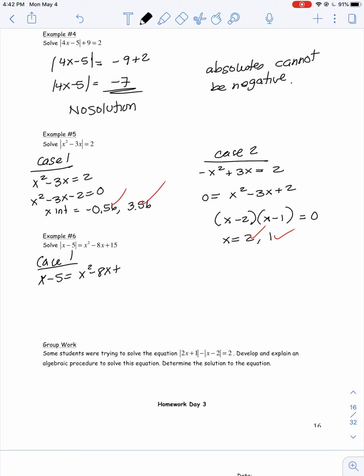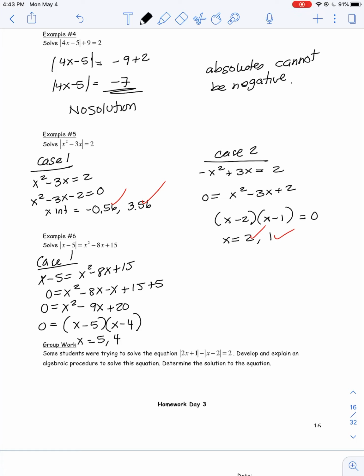Case number 6, case 1. Remove the absolutes, don't change anything else. And then we're going to move everything to the right side. 0 equals x squared, negative 8x minus x, and then plus 15 plus 5. So that's going to be 0 equals x squared minus 9x plus 20. Well, this is nicely factorable. Two numbers that multiply to 20 and add up to negative 9 would be x minus 5 and x minus 4. So that means that x could equal 5 or 4.